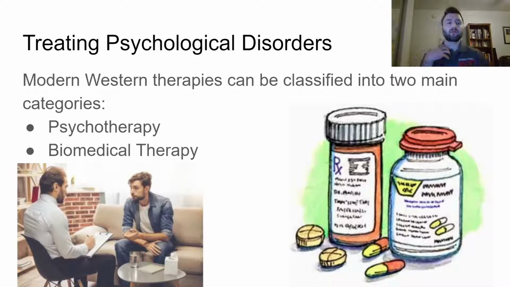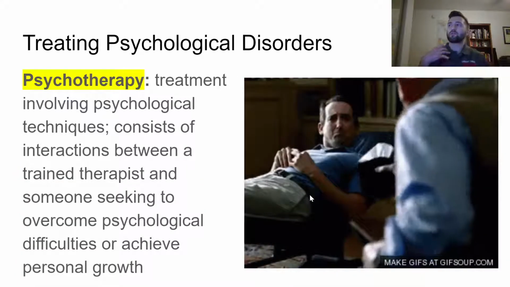So the first thing is thinking about the two ways that we can look at treating psychological disorders. Modern Western therapies can be classified into two main categories. Obviously, we're taking this modern Western approach because we live in the West, and that's the theory we're going to use as psychologists. So there are two basic approaches to how we treat a psychological disorder: psychotherapy and biomedical therapy. Let's look at each of these.